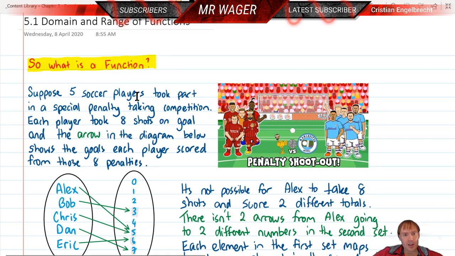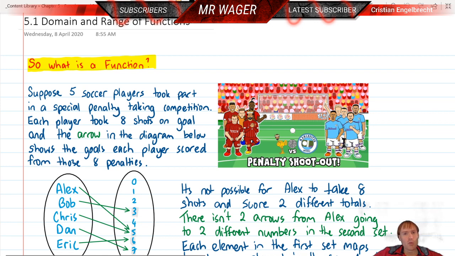So the first question I pose is, what is a function? What I've got is a scenario here involving soccer. I know not everyone likes soccer, but I'm going to use it as a bit of an analogy to describe what a function is. Say we've got 5 players, and they take part in a penalty shootout.